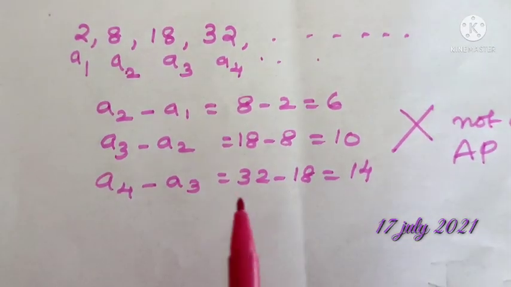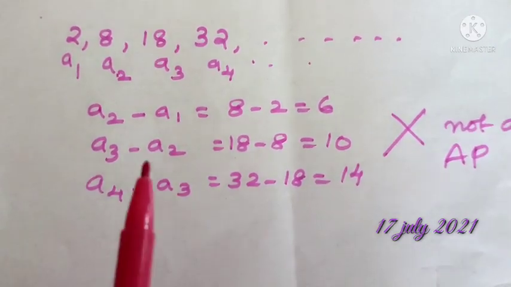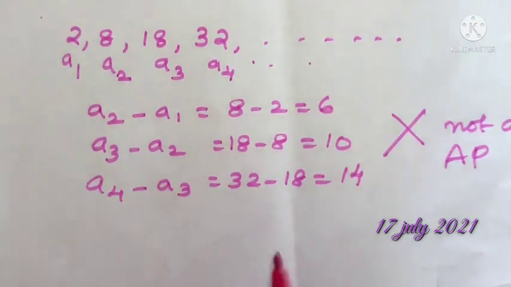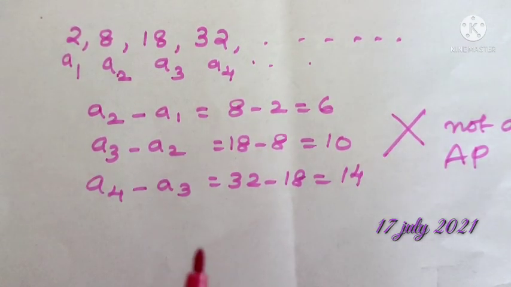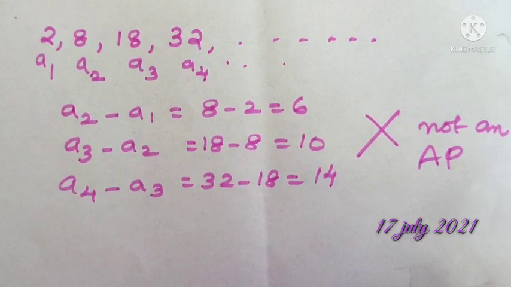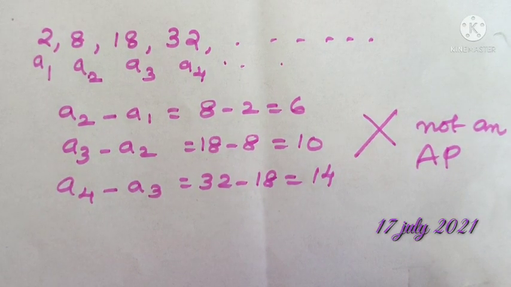So whenever an AP is there, we can check either in this way, or check whether a fixed term is added or not. This is the way of checking whether the common difference is the same or not. So what we should do is find the difference between two consecutive terms.